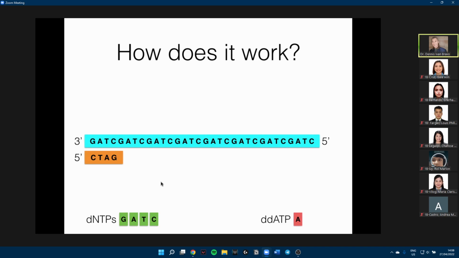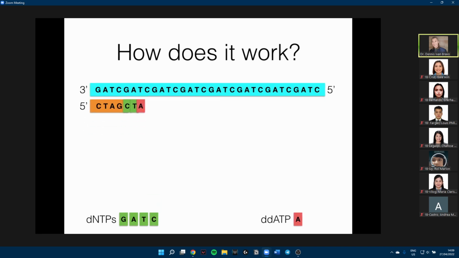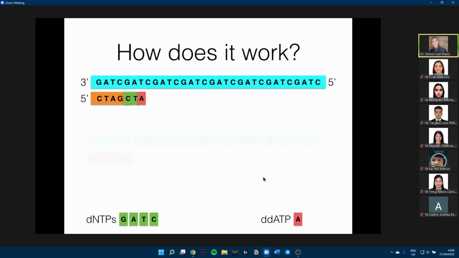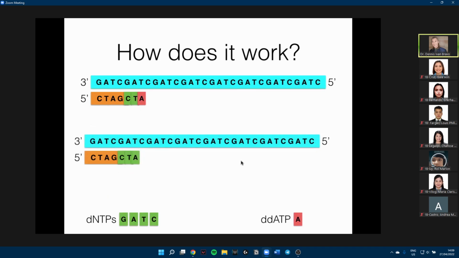If the normal A is the one incorporated, the process of polymerization continues. While if it is the chain terminator that has been incorporated, it terminates further growth. Like in this example, a terminator was incorporated into the growing chain and it terminates further growth. This leaves us with a fragment that ends with the letter A. Now, this mixture contains a lot of template primers. So on another template and primer, it's actually the normal A that was incorporated.